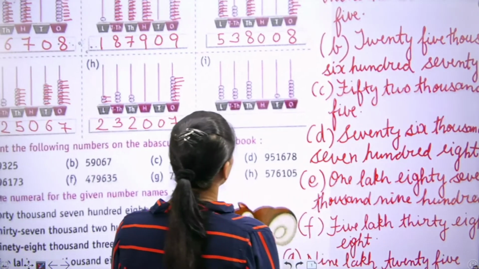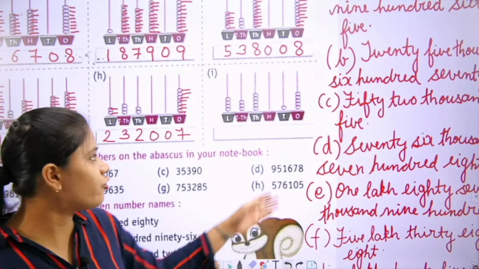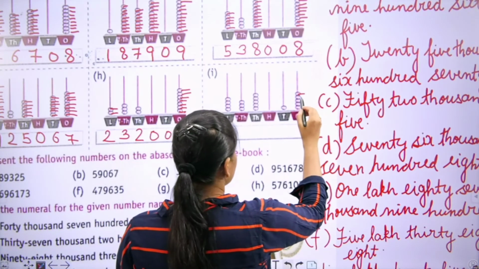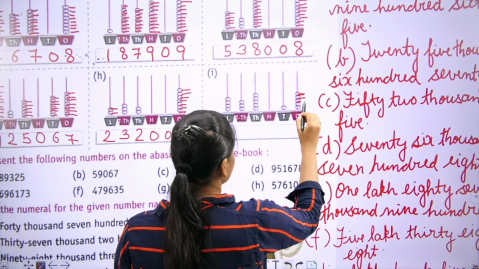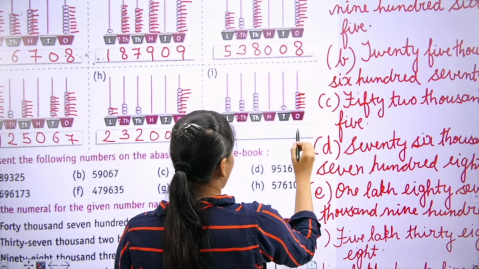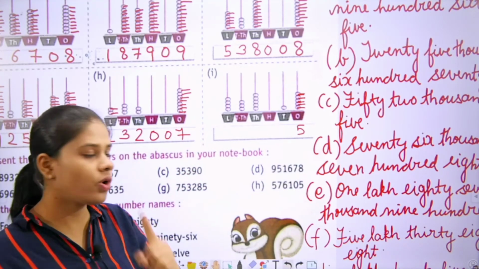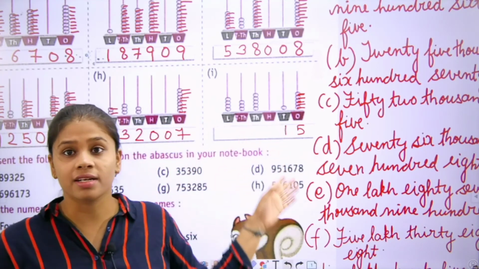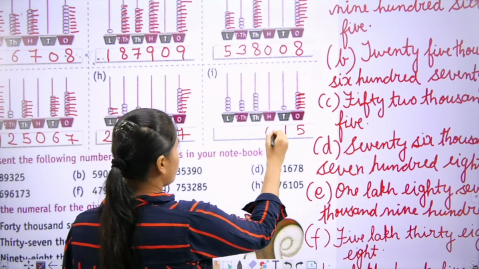Okay, move to the next part, that is I. Let's start from the ones side, that is ones, tens, 1, 2, 3, 4, 5. We will write here 5. In 10 side only 1 bit. Again we will write here 1. In 100 side there are no bits. We will write here 0.